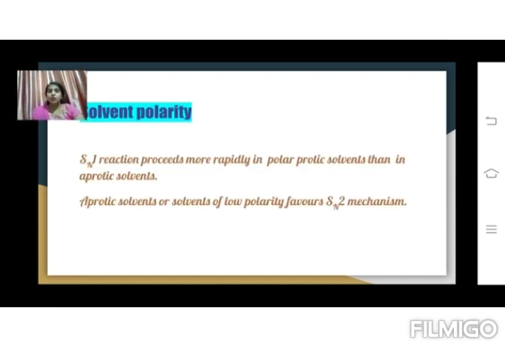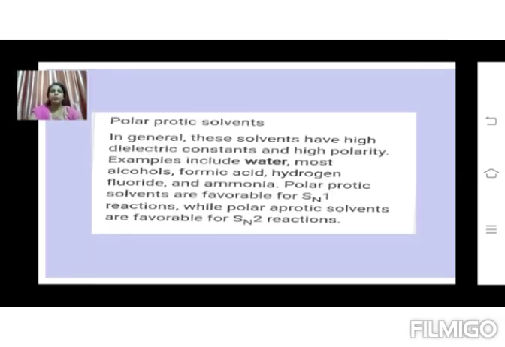The last factor, solvent polarity. SN1 reaction proceeds more rapidly in polar protic solvent. SN1, polar protic solvent. SN2, aprotic solvent. So aprotic solvent or the solvents of low polarity favors SN2 mechanism. SN1 is two-step, where we have seen tertiary butyl bromide. SN2 follows a single step with methyl bromide. What are these? Polar protic solvent.